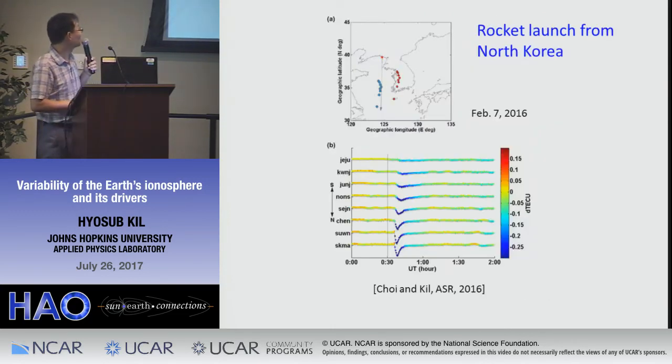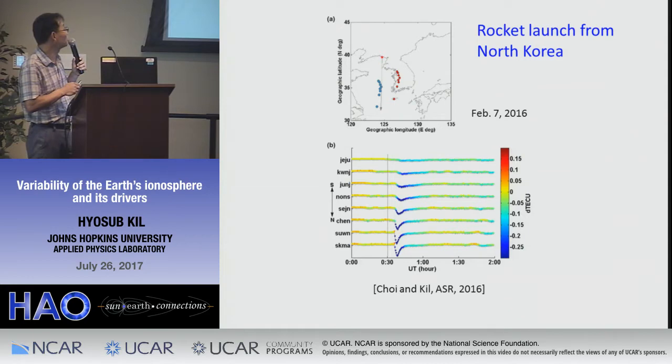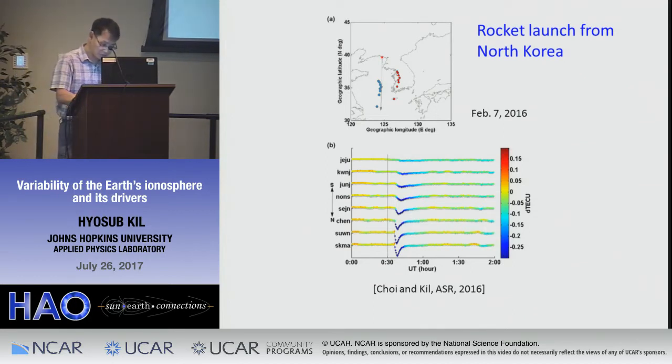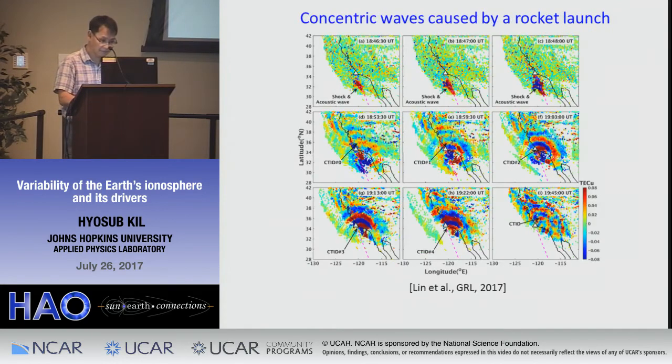And these observations are related to a rocket launch from North Korea. This is the rocket launch place and it launched in this direction. And at the ionospheric pierce point of the GPS satellite, you can see observation of TEC depletion here. Okay? So using the depletion magnitude, you can estimate the size of the rocket and the height of the rocket. This is a different observation of it.